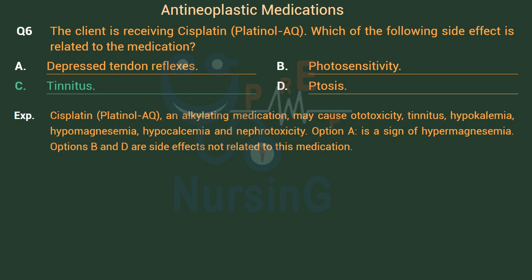Cisplatin, Platinol, an alkylating medication, may cause ototoxicity, tinnitus, hypokalemia, hypomagnesemia, hypocalcemia and nephrotoxicity. Option A is a sign of hypomagnesemia. Options B and D are side effects not related to this medication.